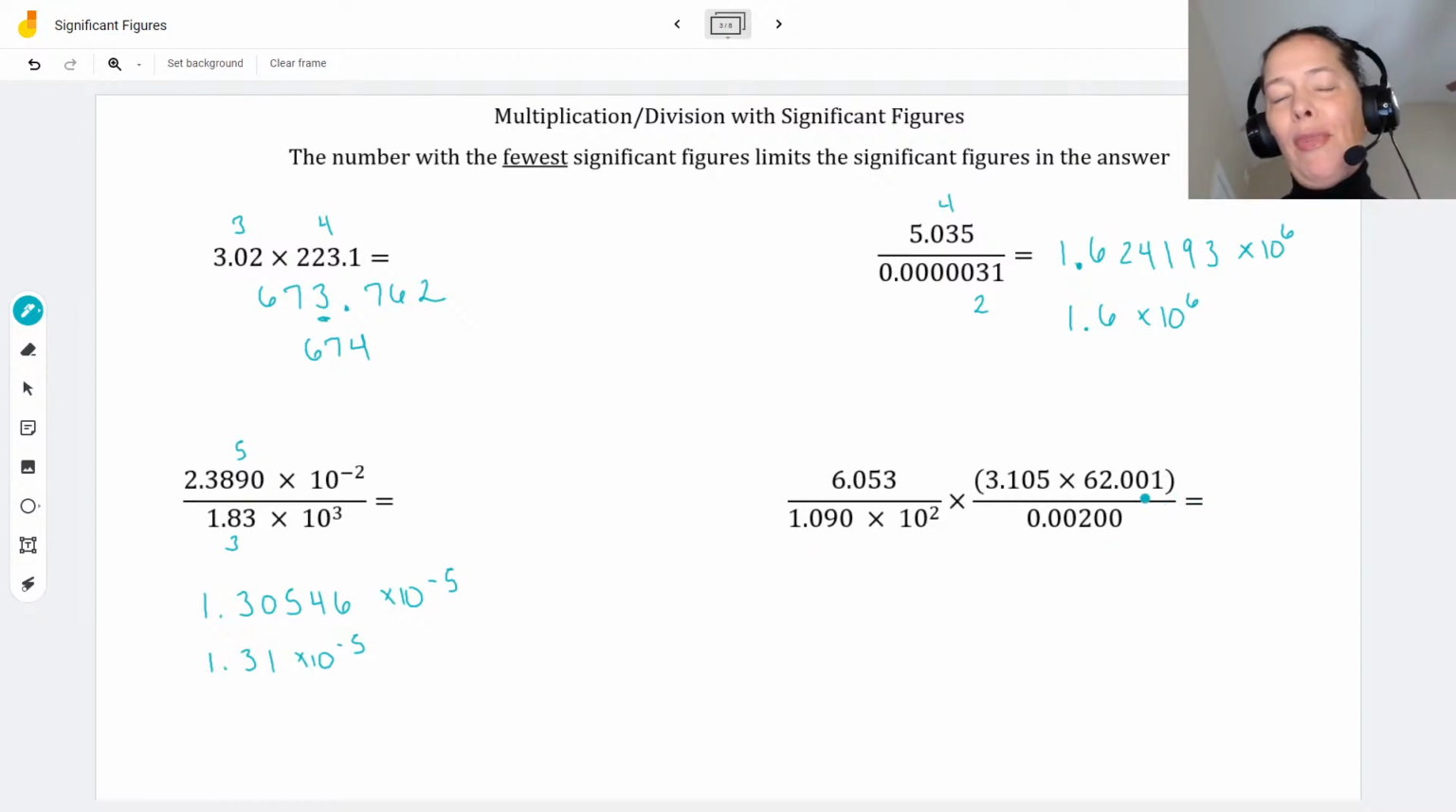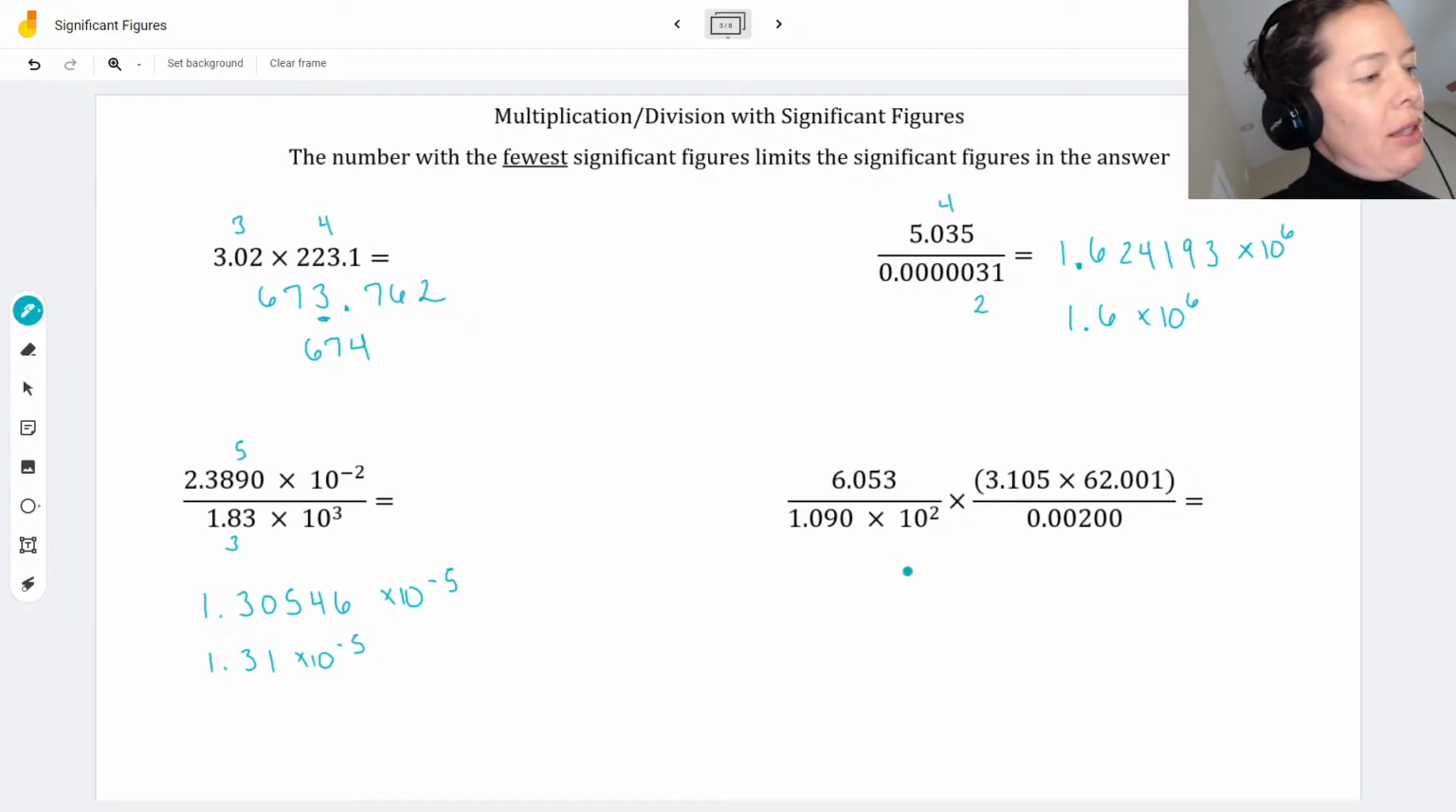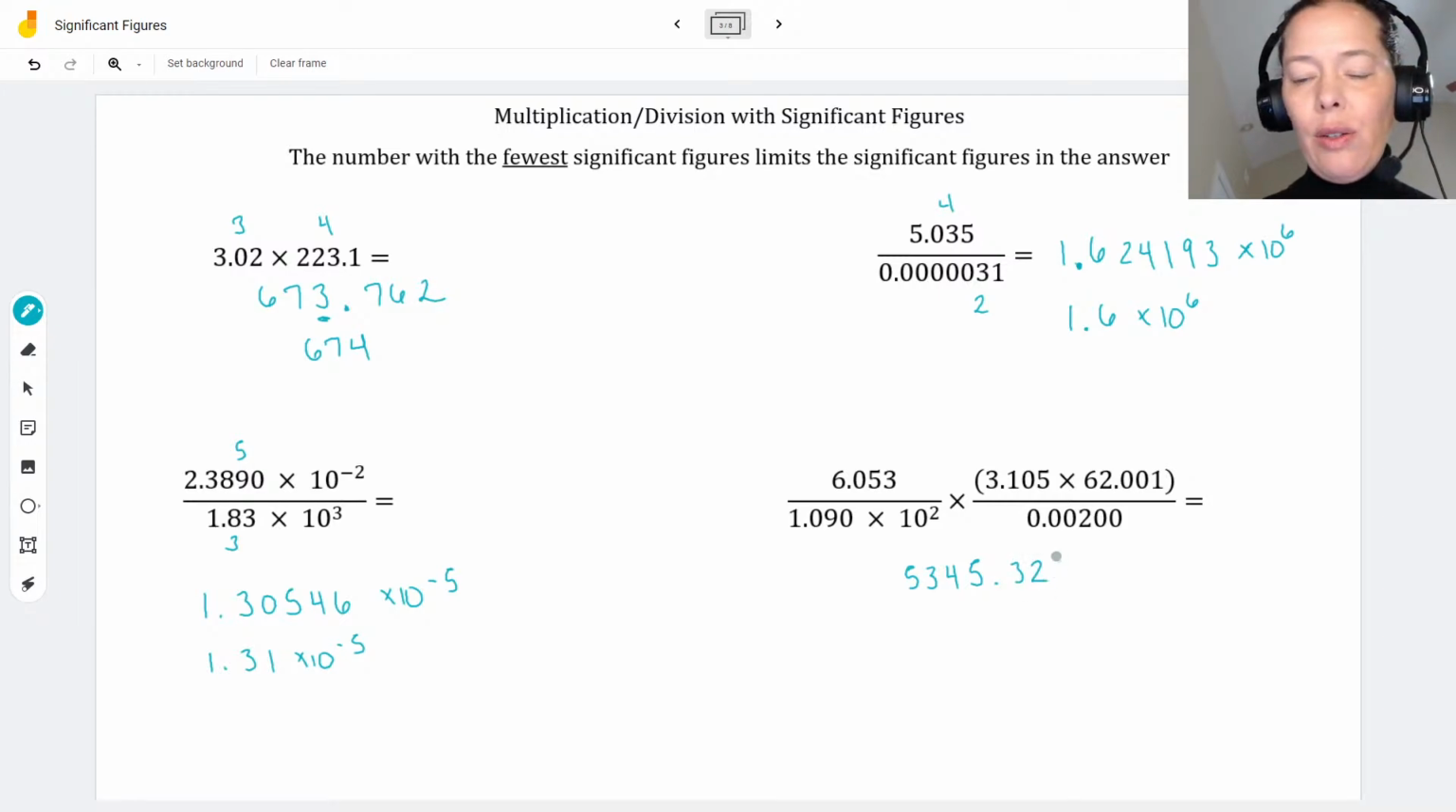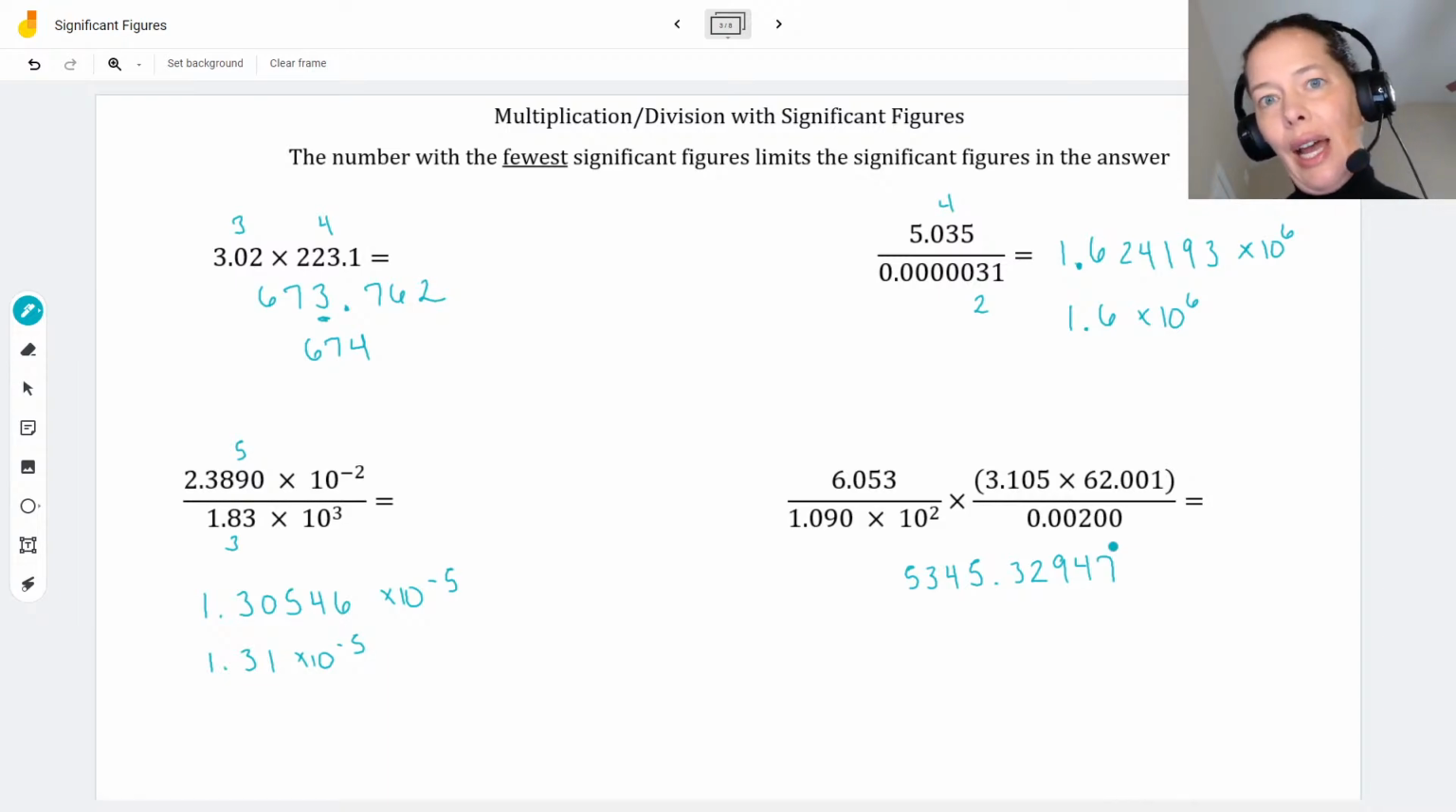So for the last problem, I did kind of a mixing of multiplication and division. It doesn't matter if you've mixed them up. The rule still stays the same. So first, if you were to just put this in your calculator, let's see what the calculator actually spits out for us. So the calculator is going to give us this answer right here. All right, so now we need to decide how many sig figs.